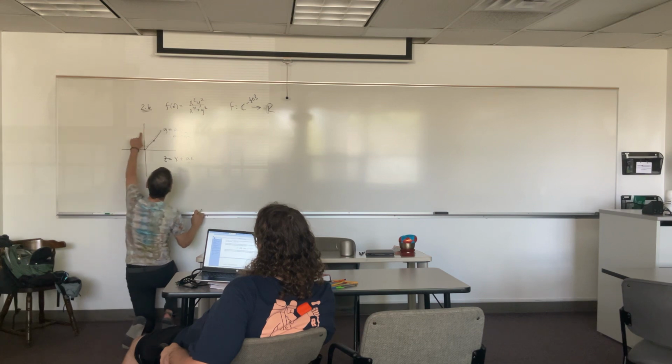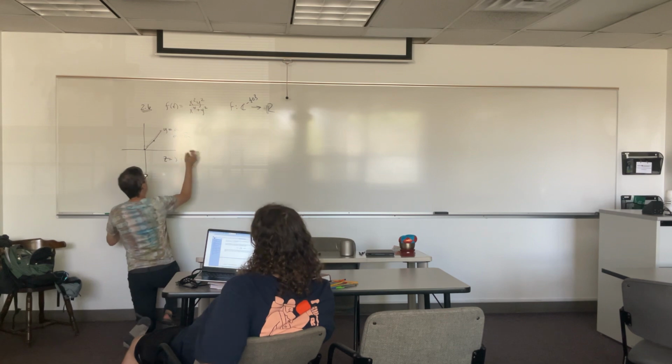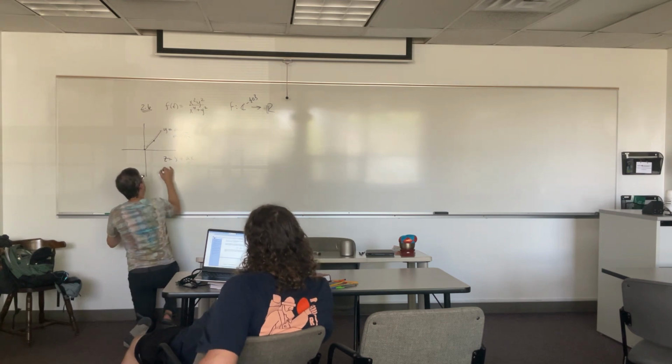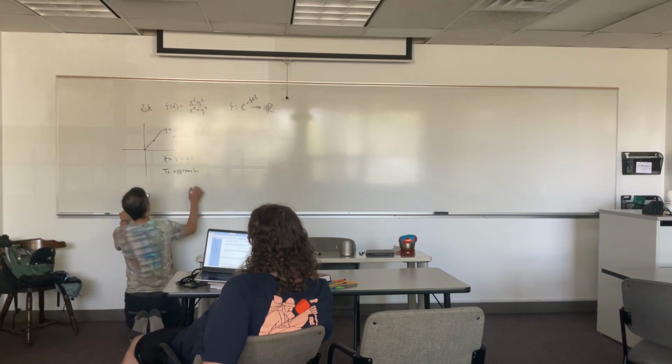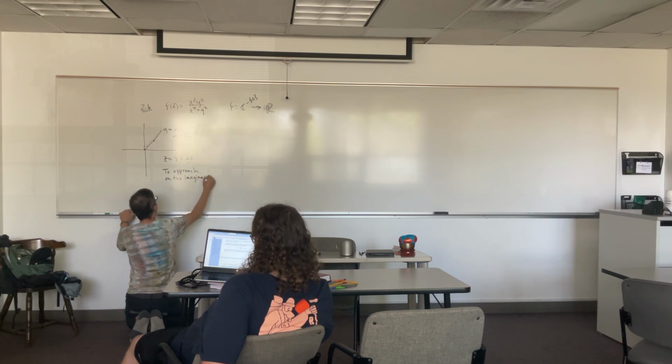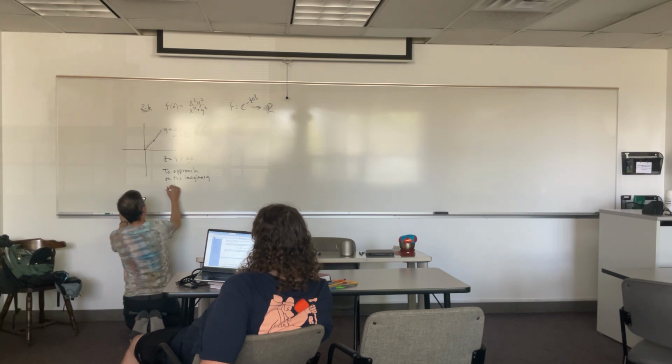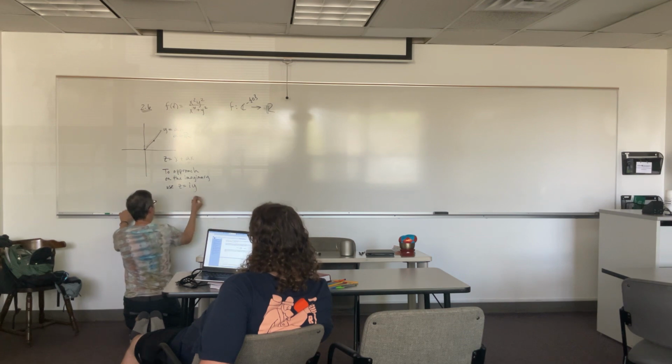And this handles everything except vertical lines. To address this for completion, and this is actually pretty easy, to approach on the imaginary axis, I would just use z equals iy, and then just let y go to 0.